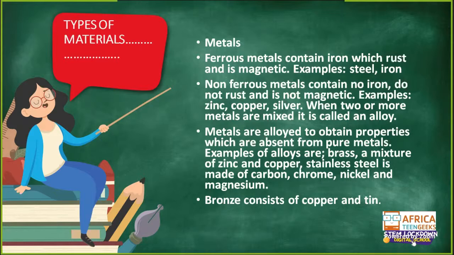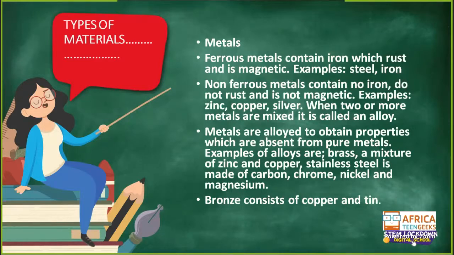So let's go on. Metals are alloyed to obtain properties which are absent from pure metals. So for example, I have zinc and I have copper. Now, the properties of zinc and copper are different, but immediately I mix them together, I get a different material. Okay, so let's go on. Examples of alloys are brass. What is brass? When you mix zinc and copper, then we get brass.